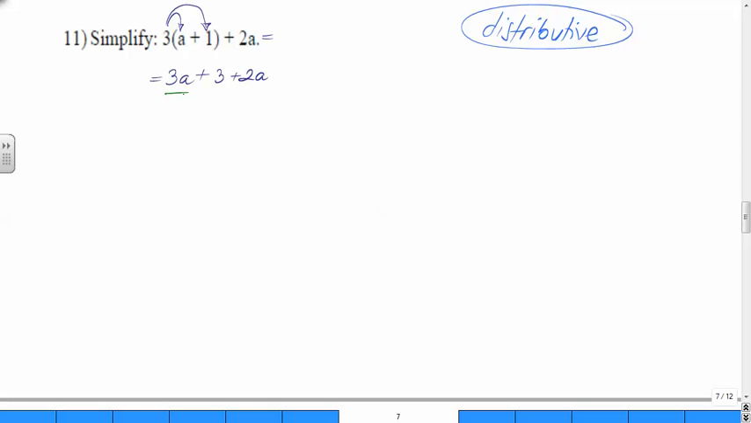You still have to look for like terms. 3 apples plus 2 apples makes an iPhone 5, somebody would say, but that would be wrong in math. 3 apples plus 2 apples makes 5 apples plus 3. You cannot combine your apples with that 3 because they're not alike.